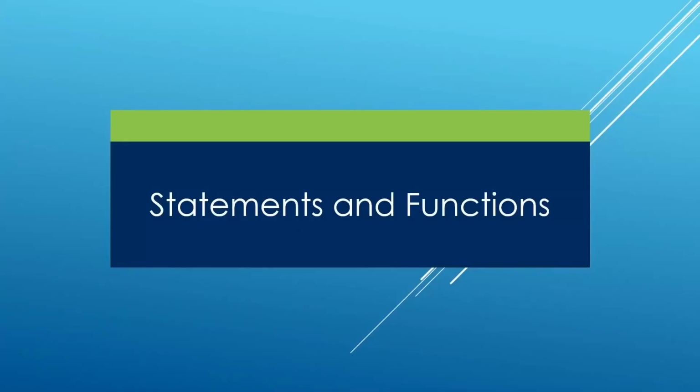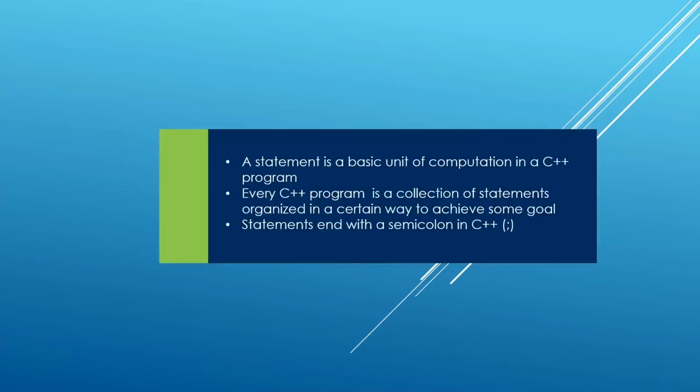In this lecture, we're going to learn a little more about statements and functions in C++. A statement is a basic unit of computation in C++. You can say that it is the smallest thing your CPU can execute in your program. Every C++ program is a collection of statements, so you're going to have a bunch of statements that are organized in a certain way to achieve whatever it is you want. And statements in C++ must end with a semicolon. We saw in the last lecture that not putting that semicolon is going to result in a compile time error.